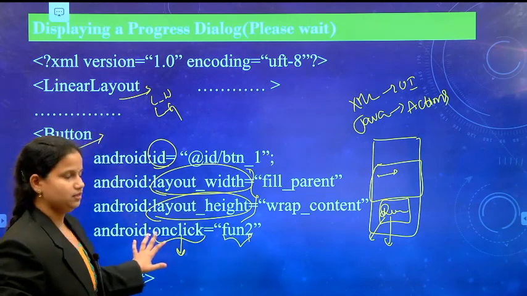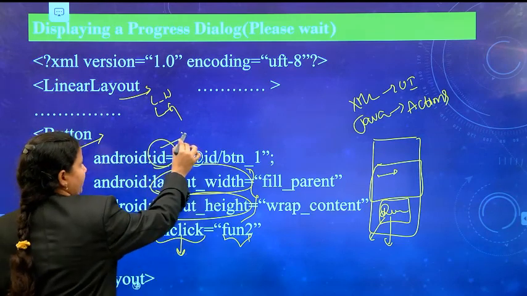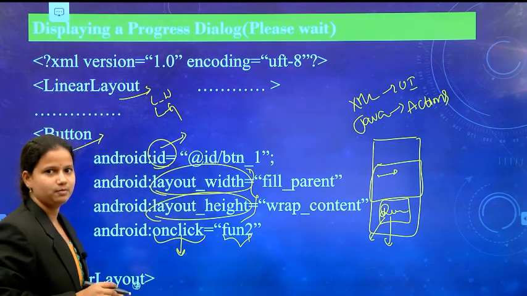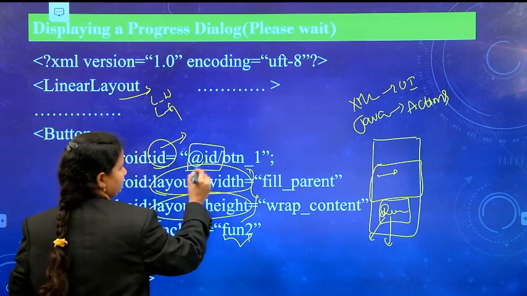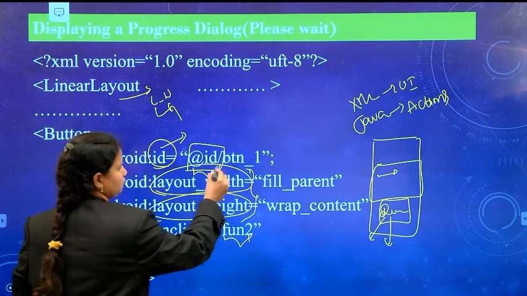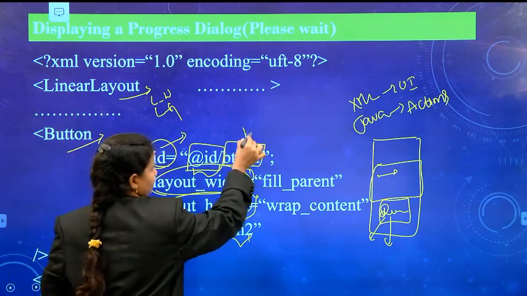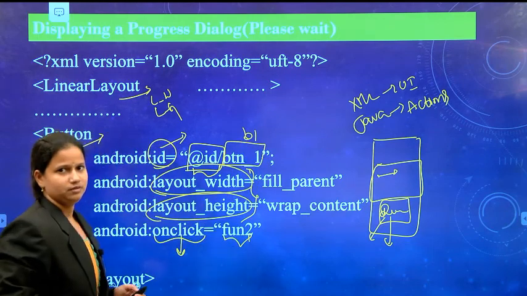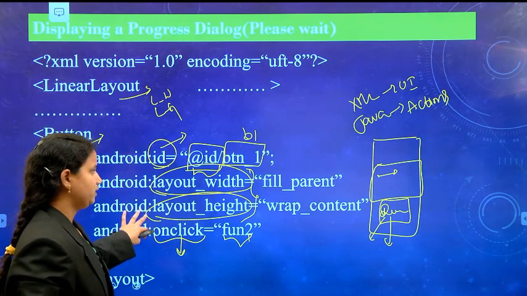So these are the properties related to your button. First thing is we have the ID to particularly identify the button. The button name starts with @id, which is a predefined thing. So this is a button name, btn1, or we can specify the button name as b1. Based on the user's interest, they can create the button ID, layout width and layout height.